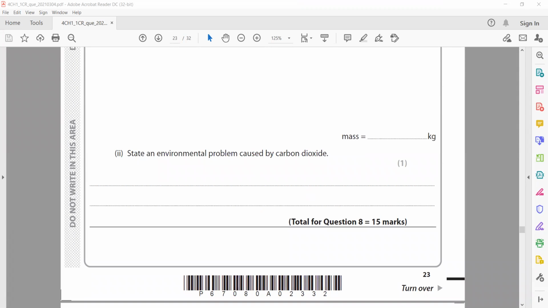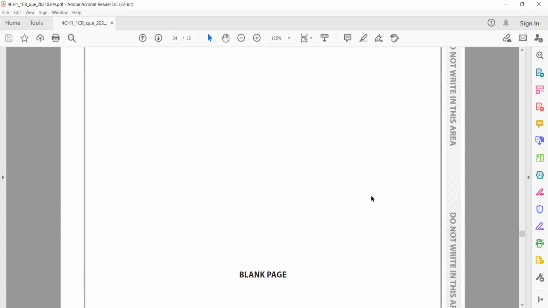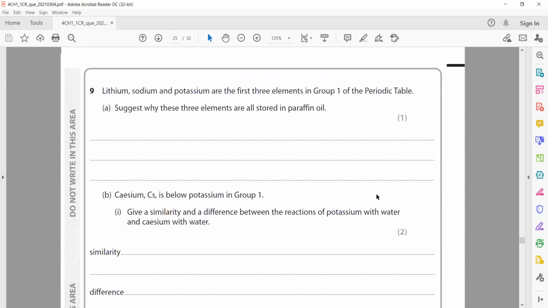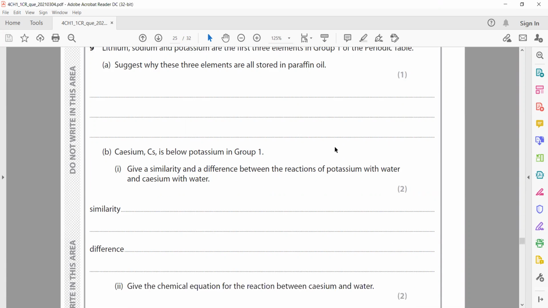State an environmental problem caused by carbon dioxide. Carbon dioxide is a greenhouse gas, so it can cause global warming or contribute to climate change. Lithium, sodium, potassium are the first three elements in group 1. Suggest why these three elements are all stored in paraffin oil. These metals are highly reactive, so to prevent their reaction with atmospheric oxygen or moisture or water vapor, we keep them in paraffin oil.